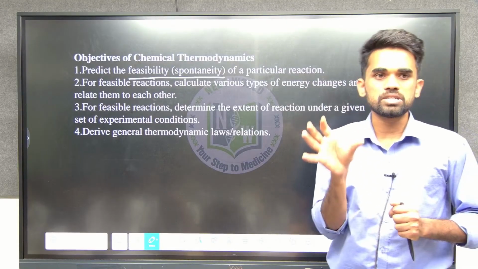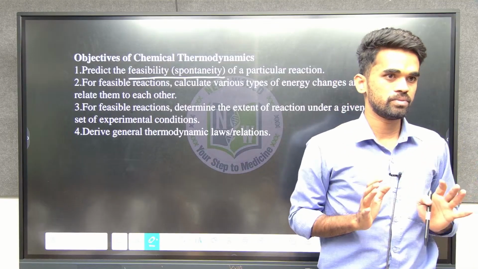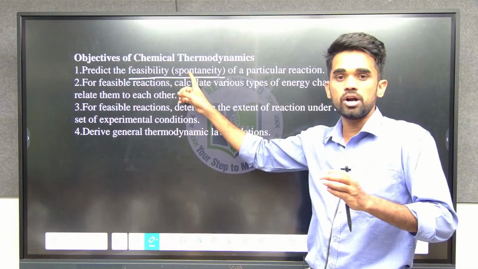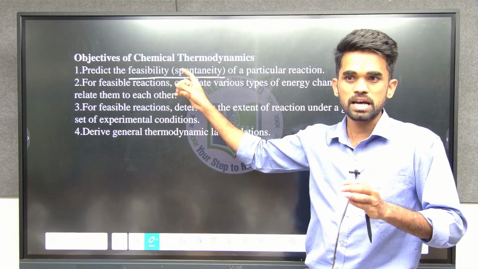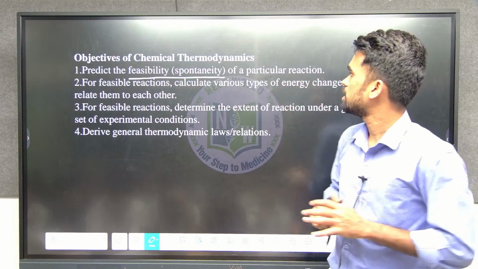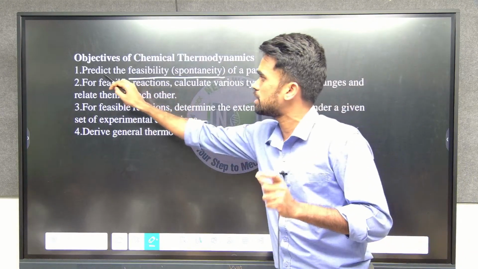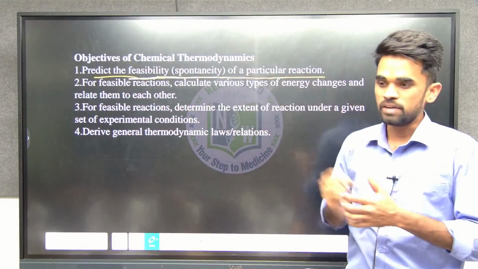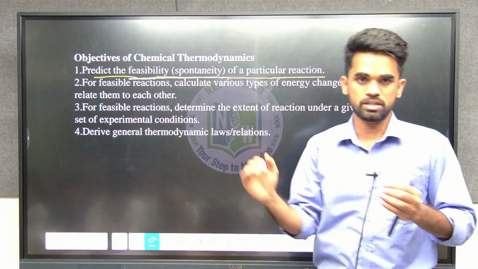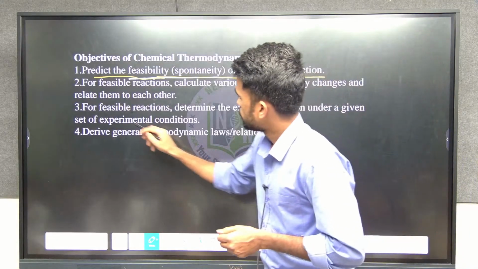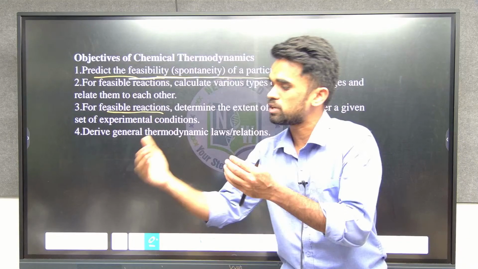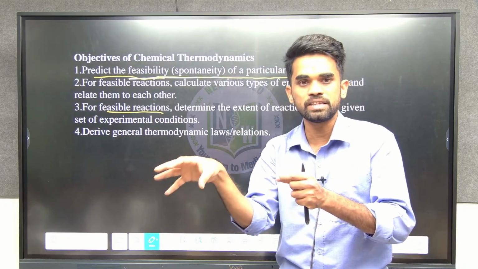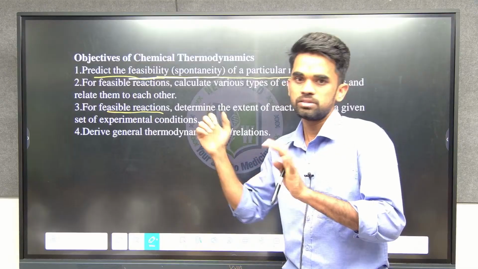See, there are some processes in nature that happen naturally. If a process is taking place naturally, you can call it a spontaneous process or spontaneous reaction. Thermodynamics predicts the spontaneity or feasibility of a particular reaction, whether a chemical reaction takes place or not. Next, for a feasible reaction, how much heat energy is associated with that process can be given from thermodynamics.